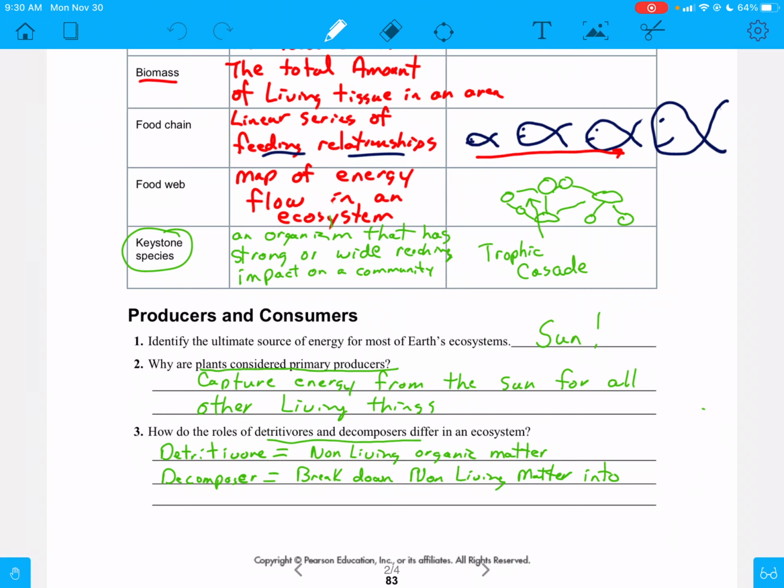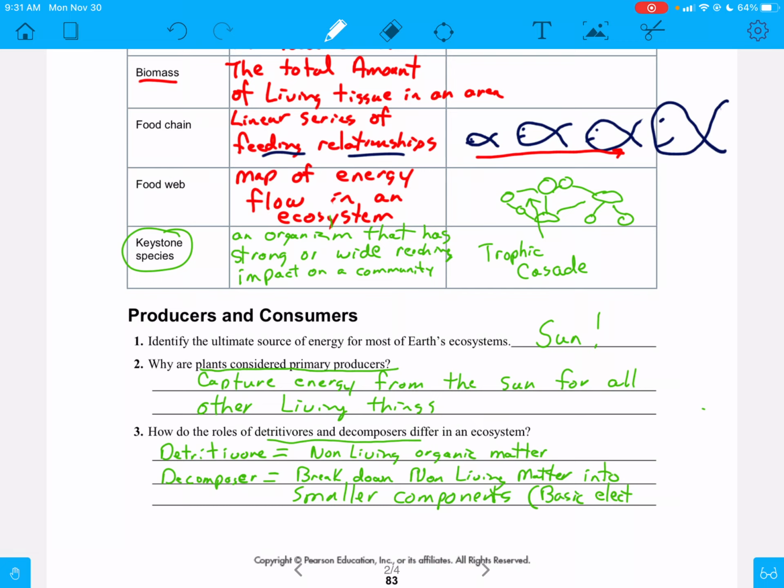organisms that break down non-living organic matter, okay, such as waste products like poop and dead material, rotting logs, things like that. And then a decomposer is actually going to break down non-living matter into smaller components. And those would include breaking it on down into basic elements and things like that.